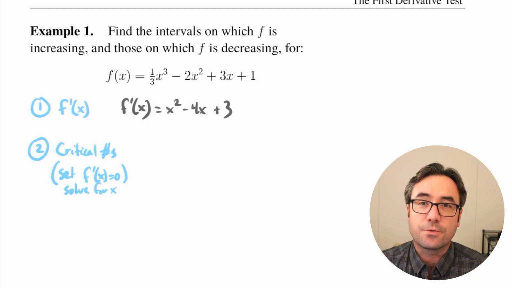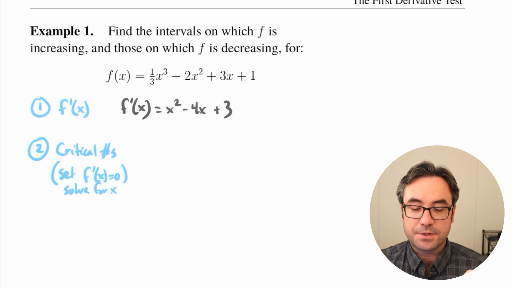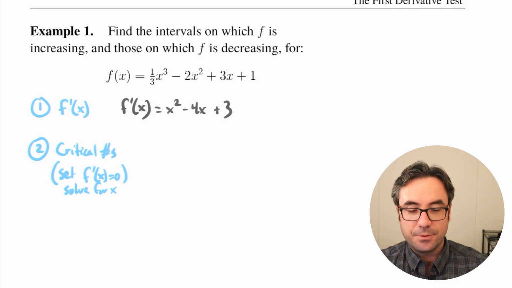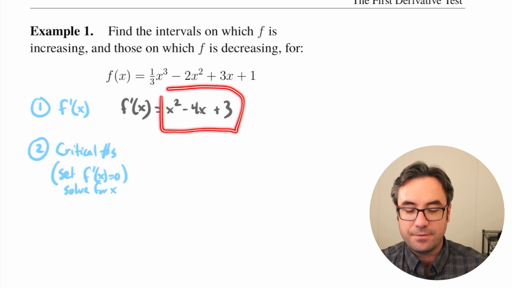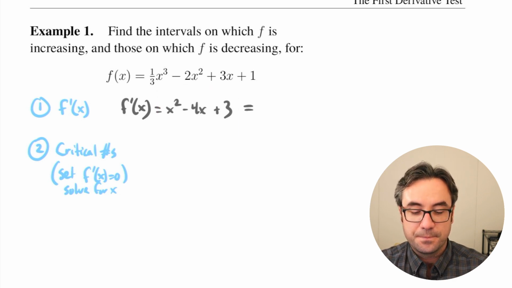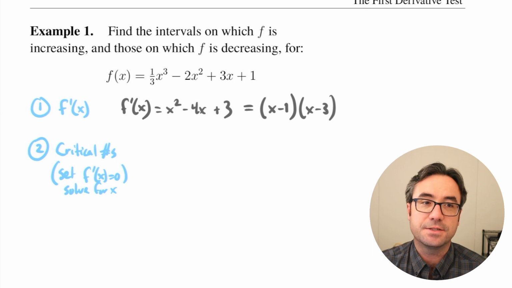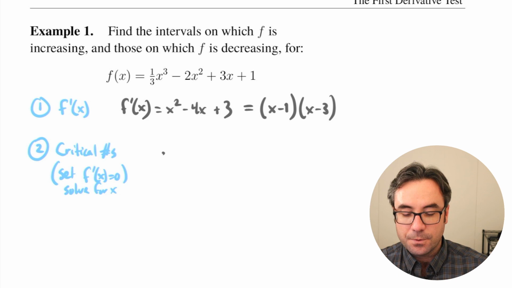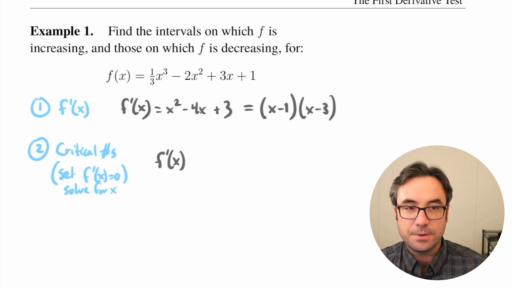All right, so we have our derivative, but it's going to be helpful to get this factored. So before we go any further, we have our derivative all calculated, but let's try to factor it. And when we do that, we get x minus 1 times x minus 3. Factors nicely in this case. And so to get the critical numbers, we're going to take our derivative and we're going to set it equal to 0.